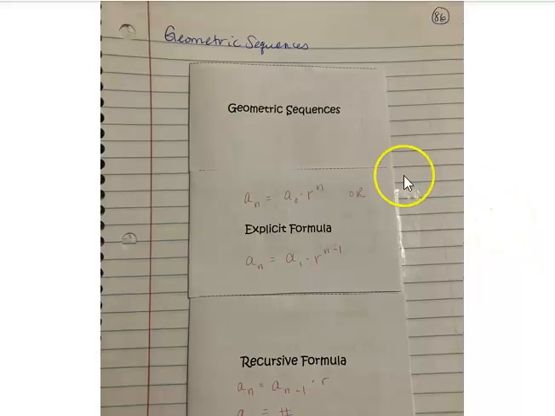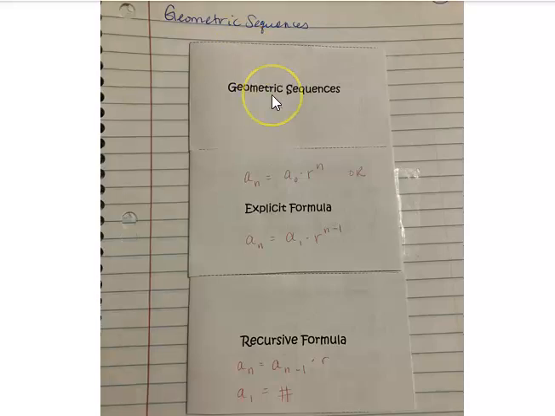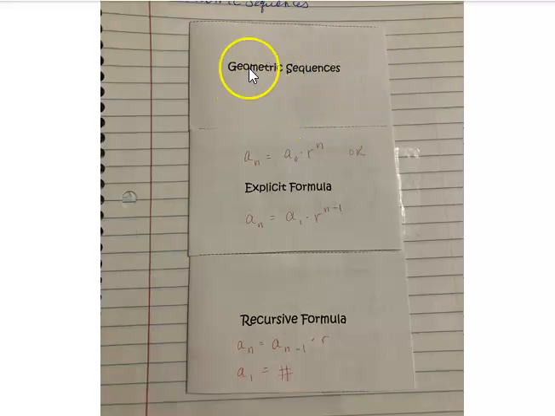For page 86 of your interactive notebook, please title it Geometric Sequences, and then cut and fold your foldable so that it looks like this.